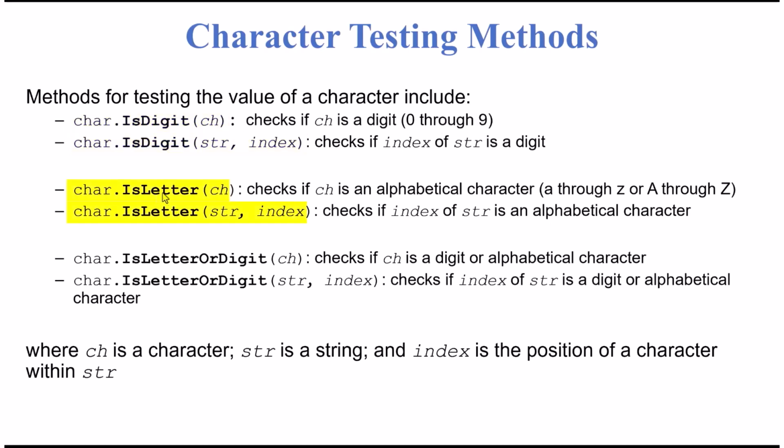Same thing with IsLetter. Is it A through Z, capital or lowercase? Is it a letter or a digit? Is it A through Z, capital or lowercase, or 0 through 9? It'll check those things. It'll ignore exclamation points, question marks, periods, spaces, and all the other weird characters that are sitting out in the ASCII set. So that's what this actually does.